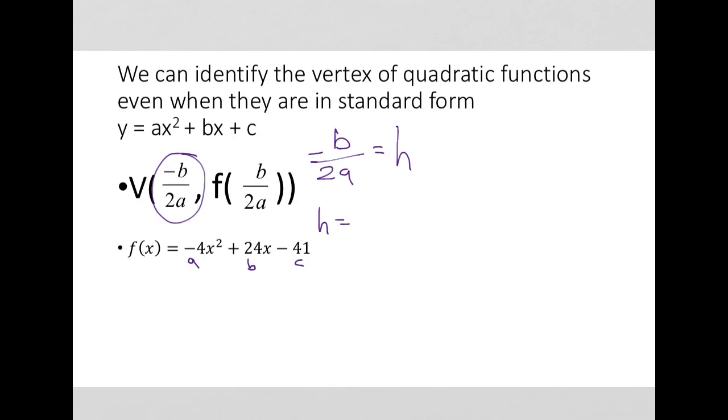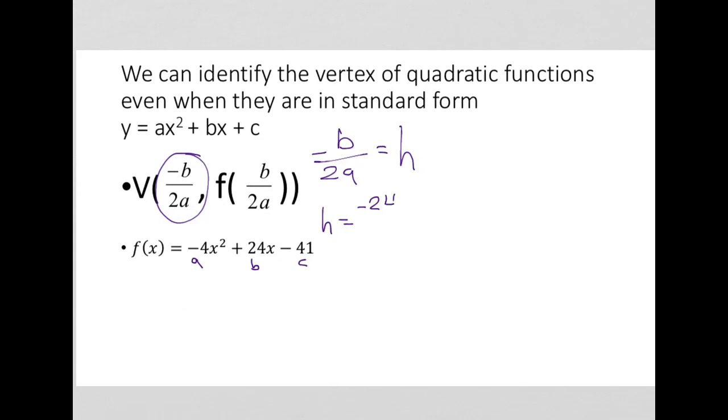Well, b is 24, so negative b is negative 24 over 2 times our a value. Our a value is negative 4. So now let's go through and simplify.